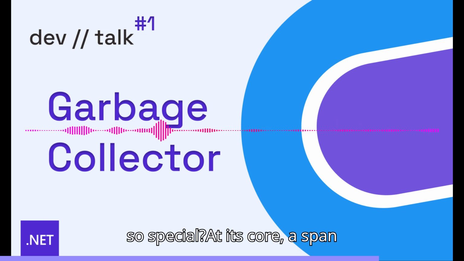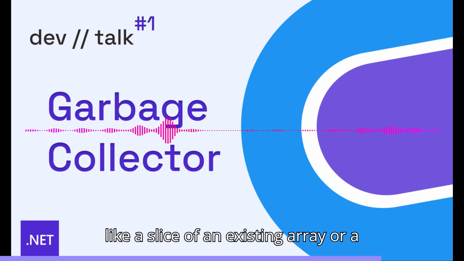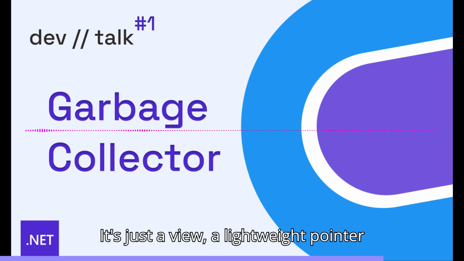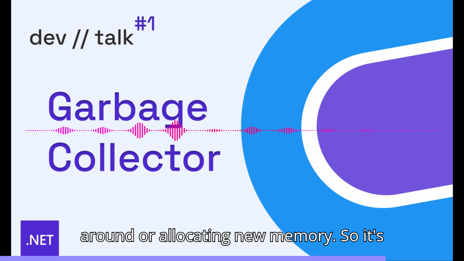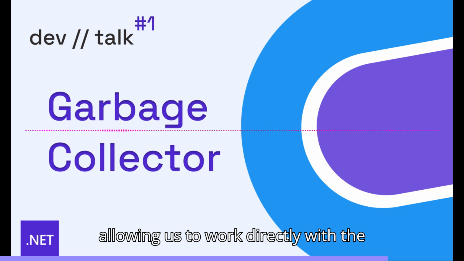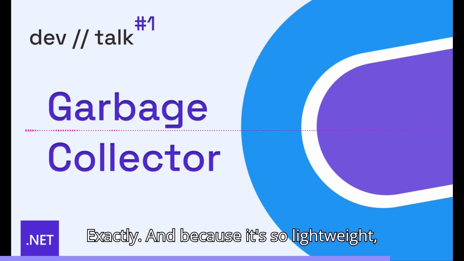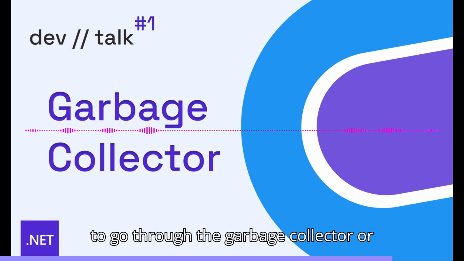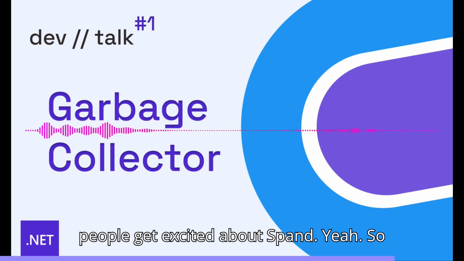At its core, a span represents a contiguous region of memory, like a slice of an existing array or a portion of a string. But here's the key. It's just a view, a lightweight pointer into that memory. There's no copying data around or allocating new memory. So it's like having a window into the memory, allowing us to work directly with the data without all the usual overhead. Exactly. And because it's so lightweight, it's incredibly efficient. No need to go through the garbage collector or deal with the complexities of memory management. I'm starting to see why people get excited about Span.